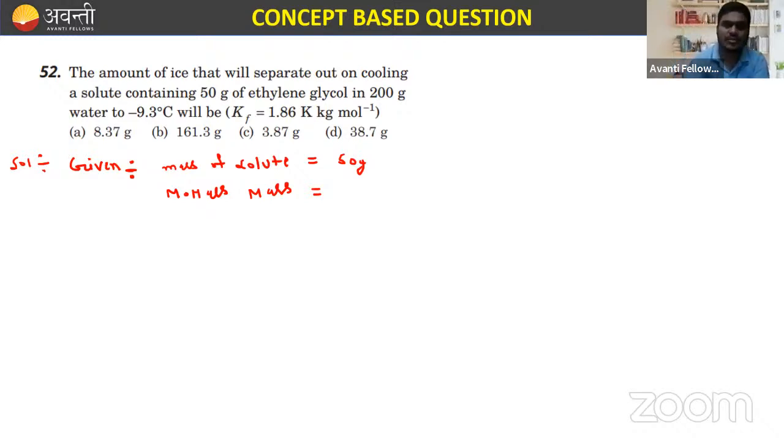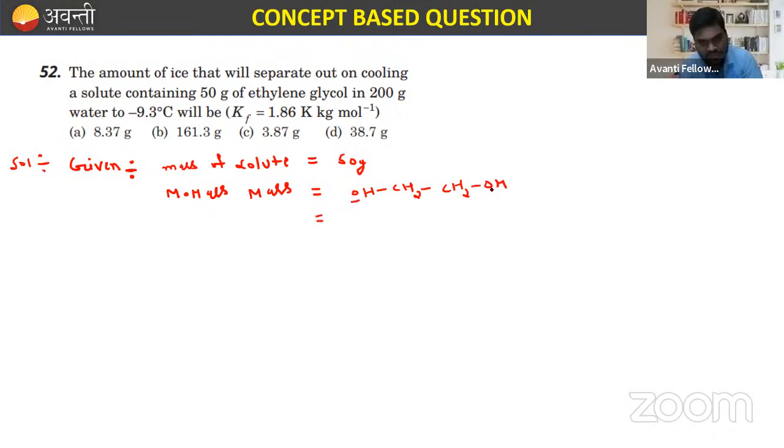Good. Okay. So for the molecular mass of ethylene glycol, first of all, we need to know its formula. This is CH2OH-CH2OH. Ethylene glycol is also known as ethane-1,2-diol. So what is the molecular mass of this, beta?